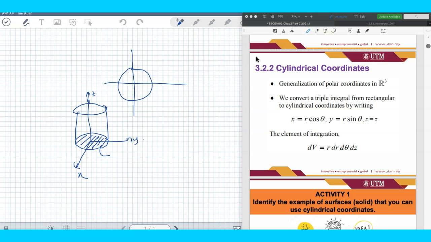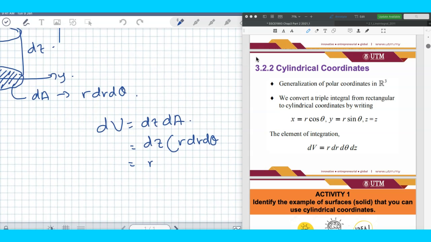So this one you have dA, right? You convert it into polar, so you have r dr d theta, and then z is z, so you have the height, which is dz. So your dV now is dz, the height, multiplied by dA, and we know that dA in polar is r dr d theta. So now in the triple integral we have r dz dr d theta. This is called the cylindrical coordinate.